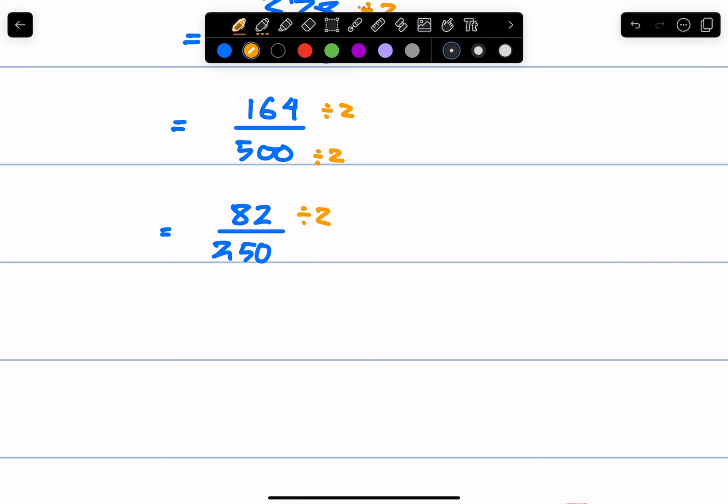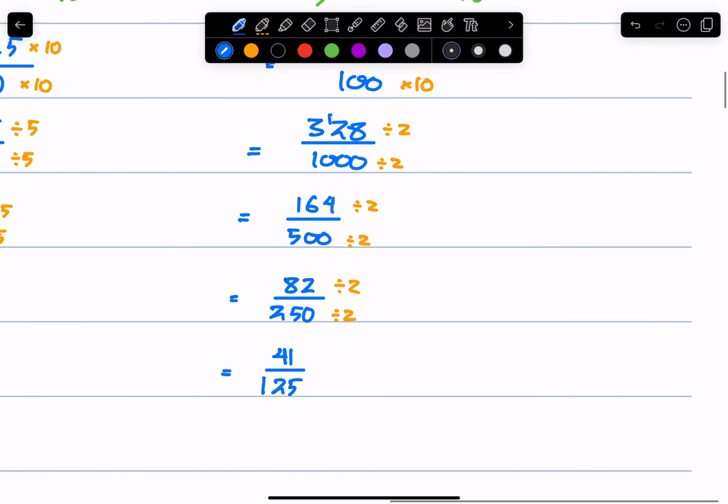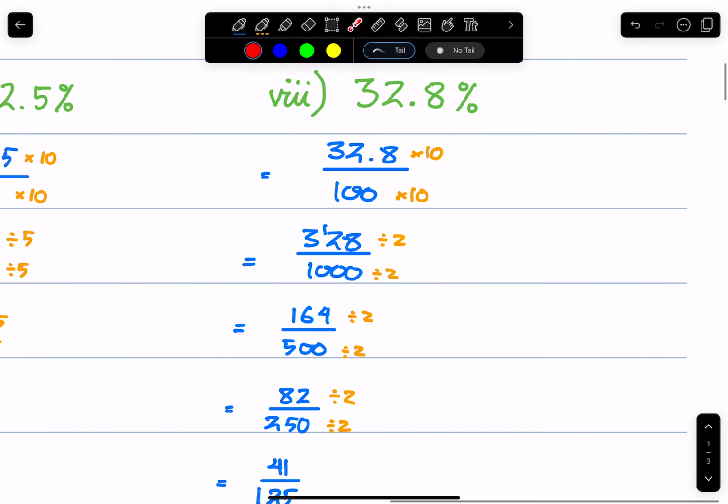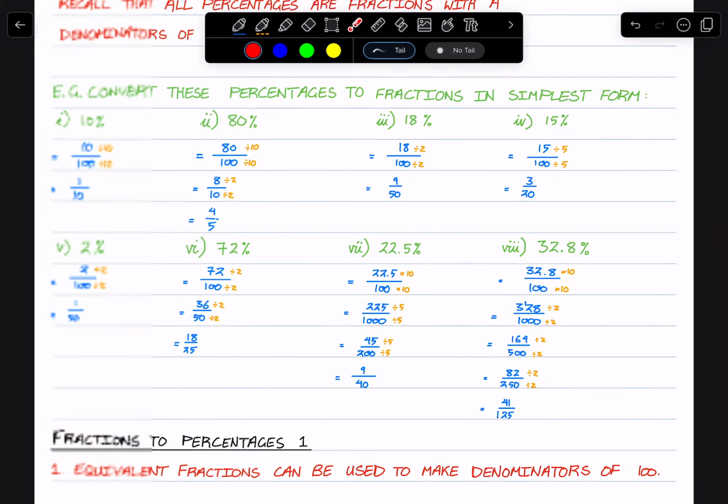So we can halve this again. 82 divided by 2, it's a lot easier now. It's going to be 41. 2 into 2 is 1. And then 2 into 50 is a lot easier, it's just 25. And this number is fully simplified. So 32.8% as a fraction is 41 over 125.